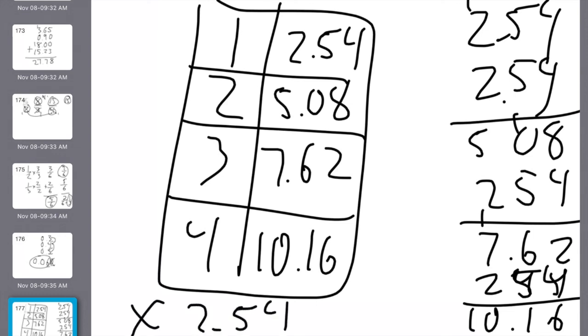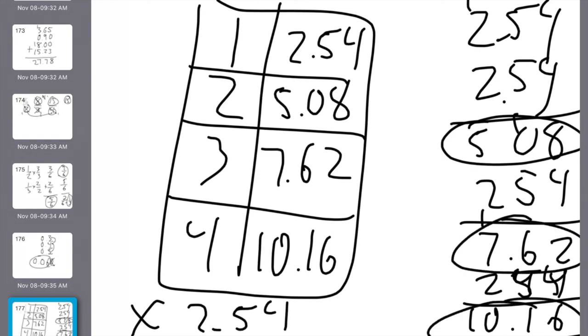B says, what is the rule of this function? It's times 2.54. Every inch is 2.54 centimeters. So I could have multiplied each one of those guys. 1 times 2.54, 2 times 2.54, 3 times 2.54, 4 times 2.54.